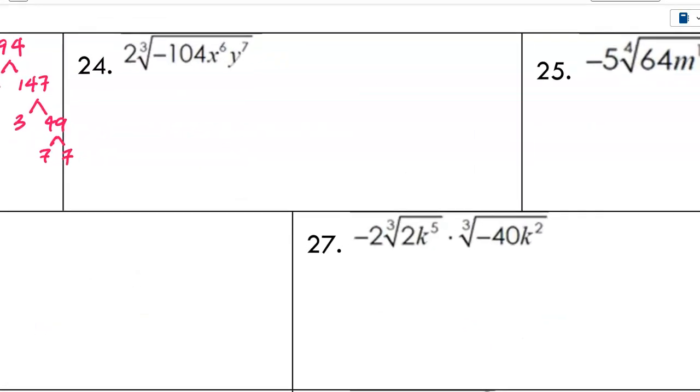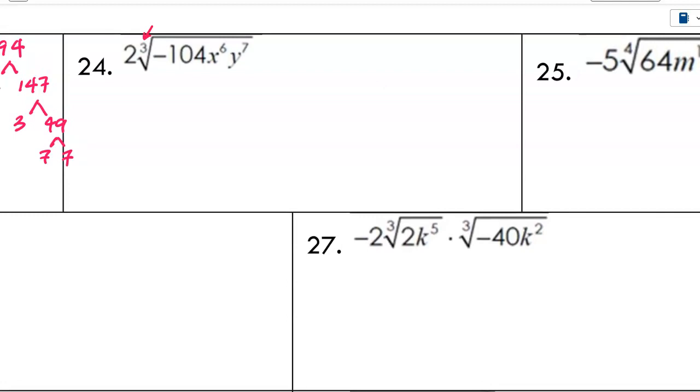Next one. I know that this is an index of 3, and I said that in most cases you'll just be responsible for square roots, but I just wanted to show it. Okay, so that's 2 times the cube root of negative 104. And so if I look at 104, let's do a 104 factor tree: 2, and then 52. And 2, 26, and 2, 13. So we have 2 times 2 times 2, 2 to the third, times 13.